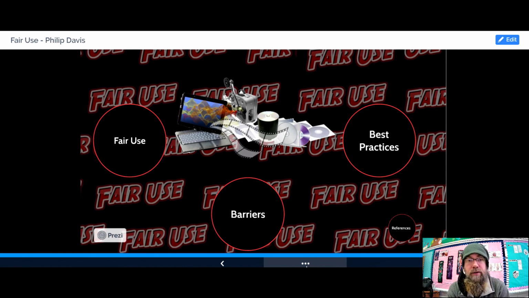So we talked about fair use, we talked about barriers for teachers, and we talked about best practices. Fair use is tricky, but by following these guidelines and best practices, we can use multimedia in the classroom effectively.